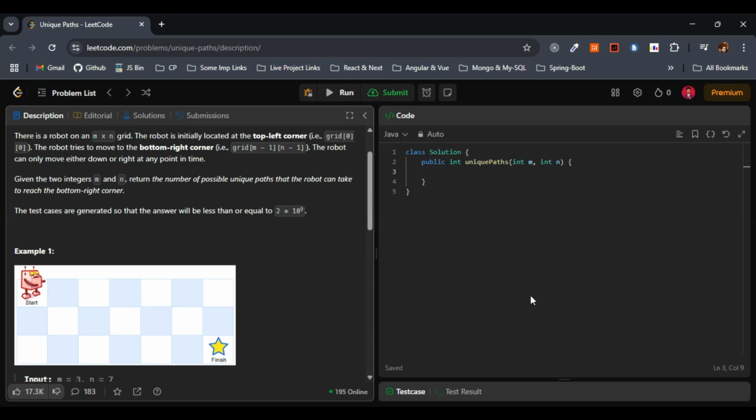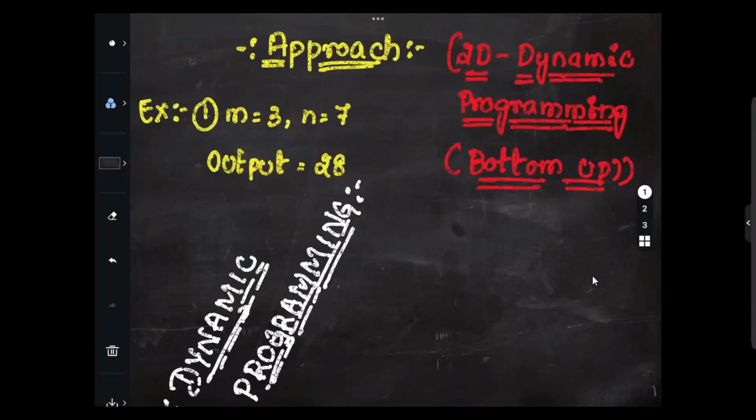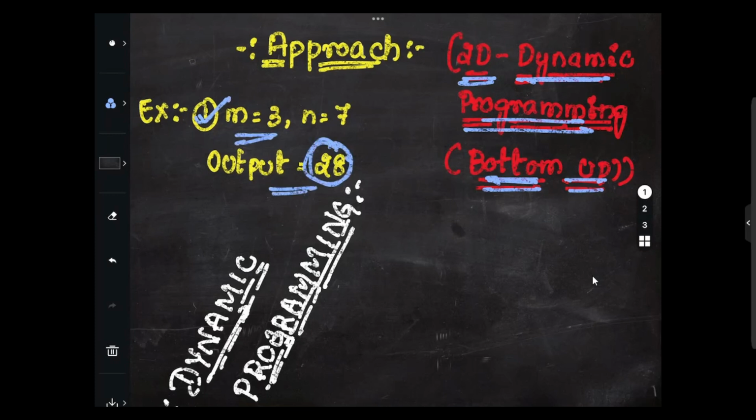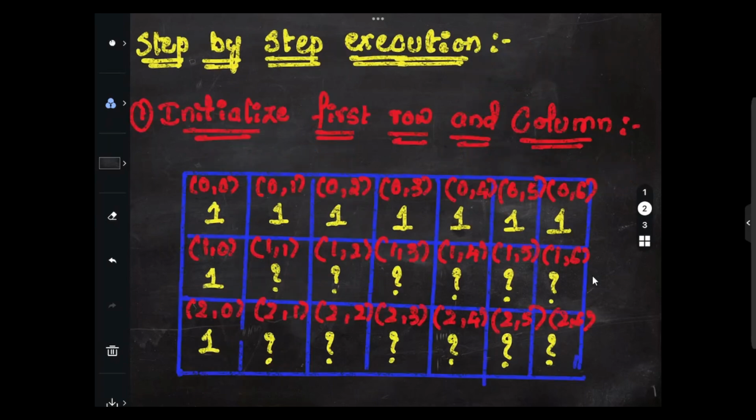Initially, as usual, let's discuss the approach first. The first thing to note is that we are going with a 2D DP, basically a bottom-up dynamic programming approach, or bottom-up tabulation. I've considered the first example, the same one given in the question, so this will be easier to understand. M equals 3, N equals 7, and the output we need to get is 28. So there are 28 unique ways. Let's see the step-by-step execution.